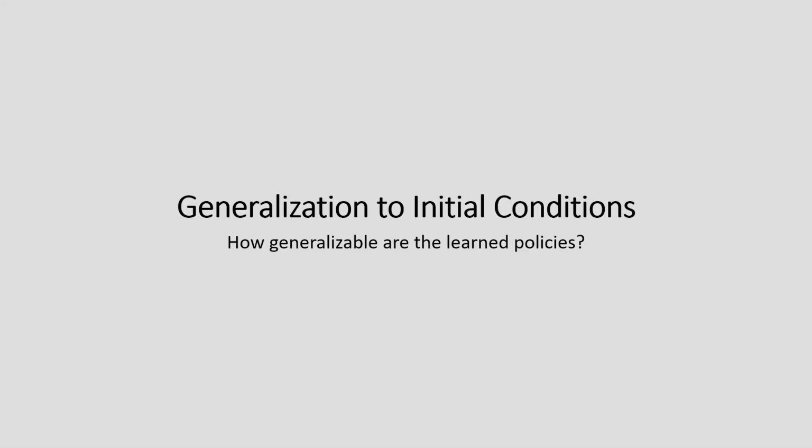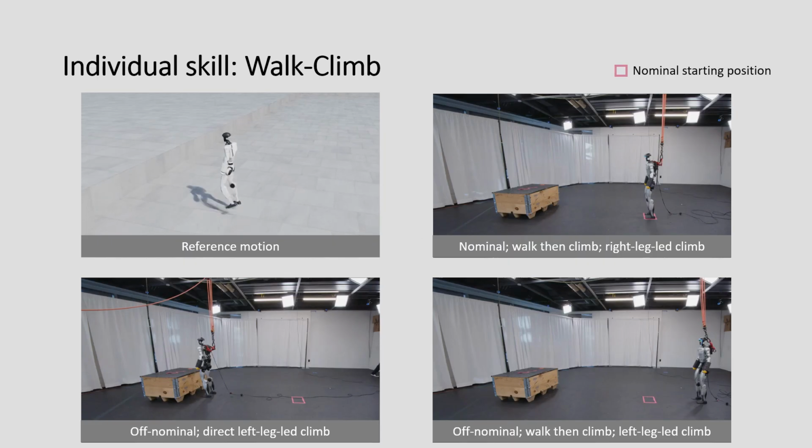We now evaluate how well the learned policies generalize to unseen initial conditions. We first show the walk-climb behavior. The first video shows the reference motion, and we also use its mirrored version for augmentation. Our method enables generalization across different starting positions.